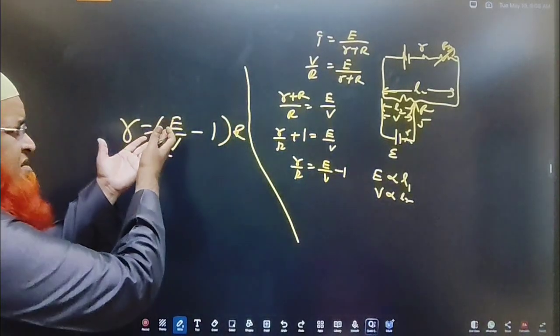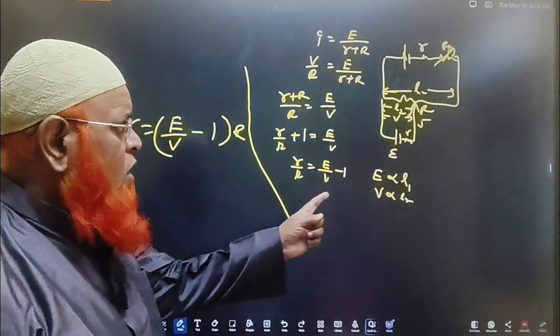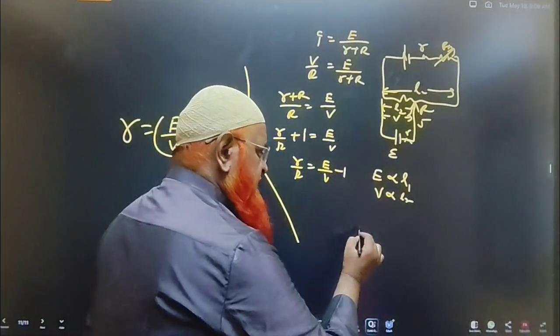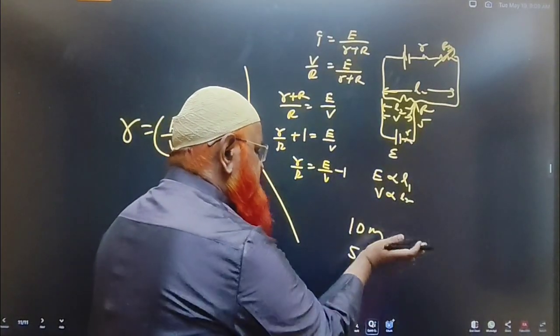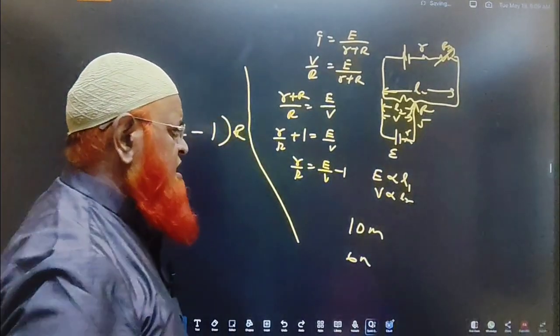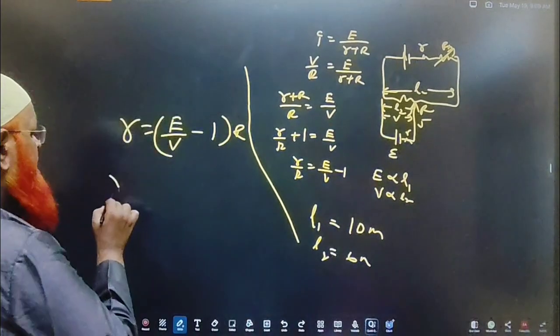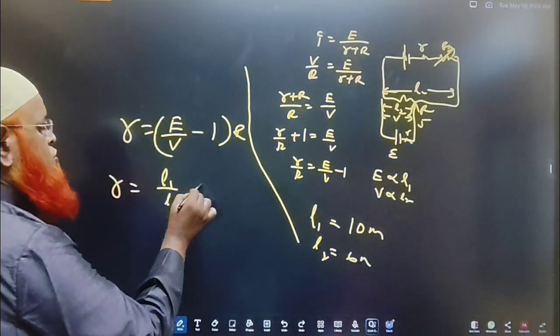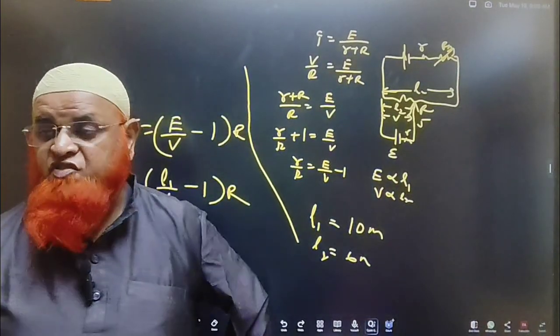But if you don't know the value of EMF or the potential difference, but you know the total length is 10 meters and the balancing length is 6 meters, whatever it may be, you got L1, you got L2 also. So small r is equal to L1 by L2 minus 1 into R. This is the method to find out the internal resistance of a given cell.